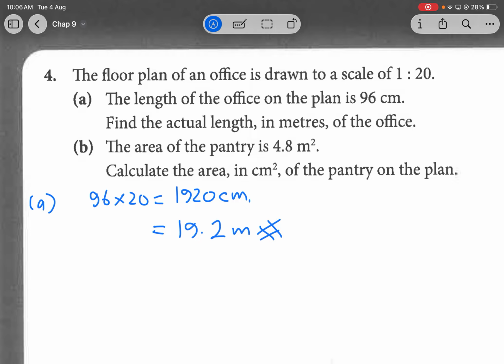Now, I have a scale for area. They just square the 0.2. Yes, I square both sides. Square of 1 is 1. Square of 0.2 is 0.04.